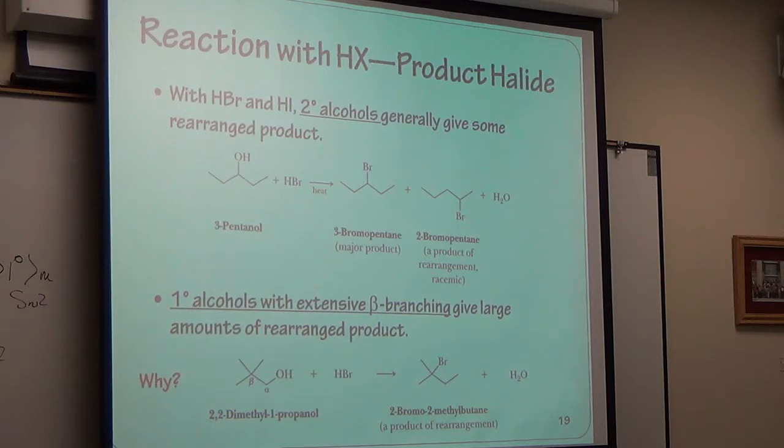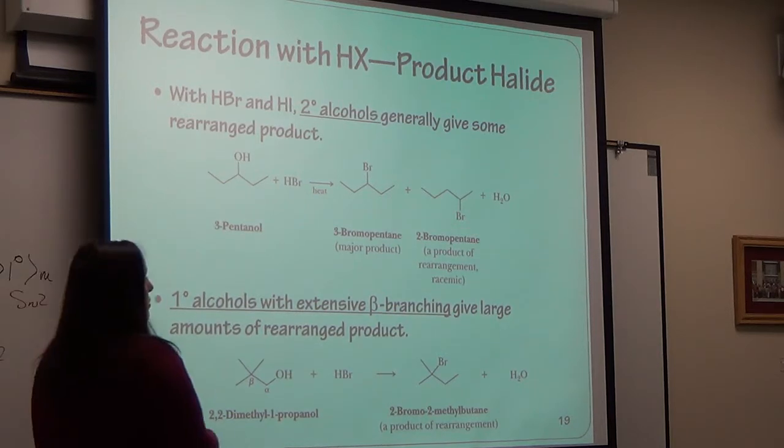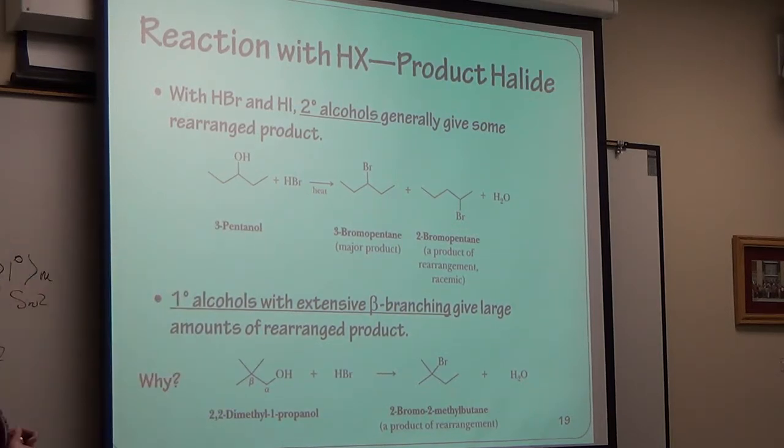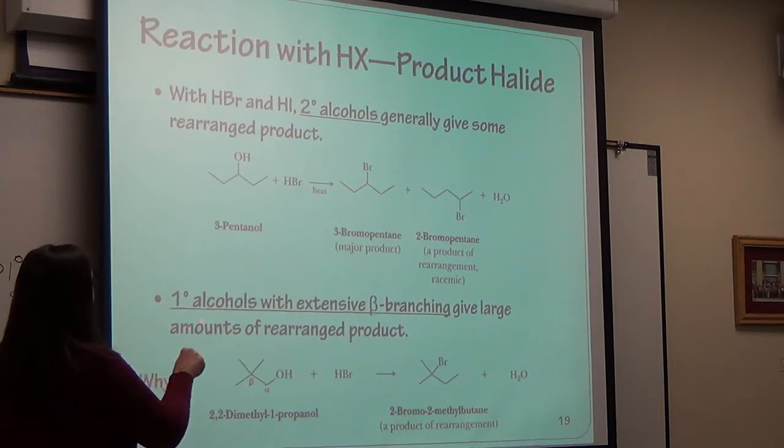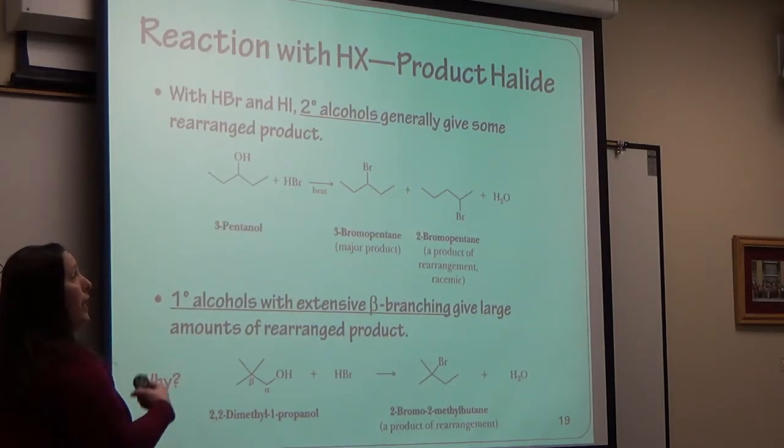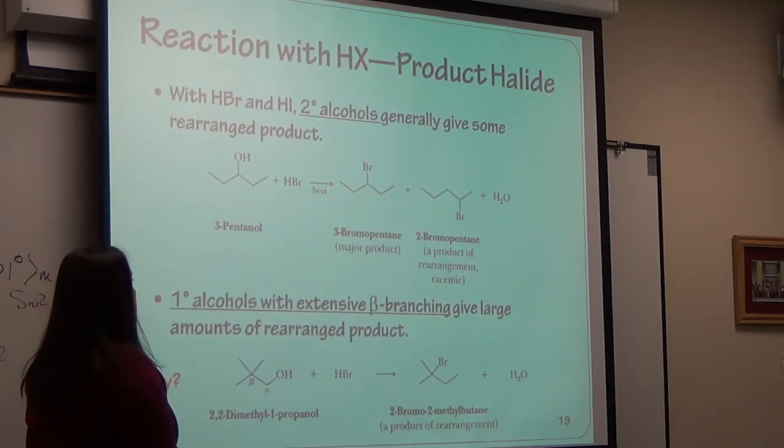Does that make sense? So that's something else to consider. In the case that's drawn here, that would be SN1. Now what about primary alcohols? Those are going to undergo SN2 for the most part.